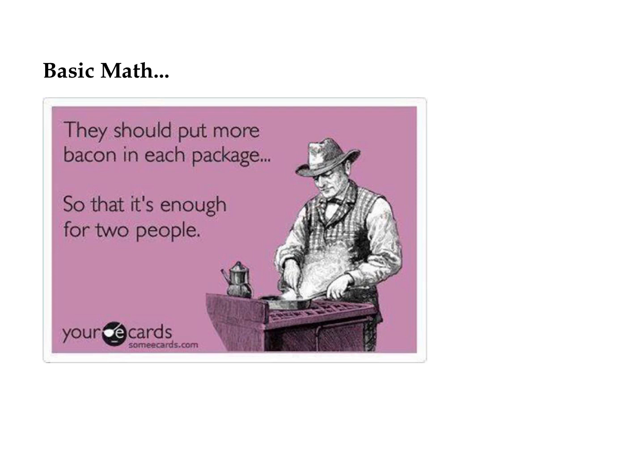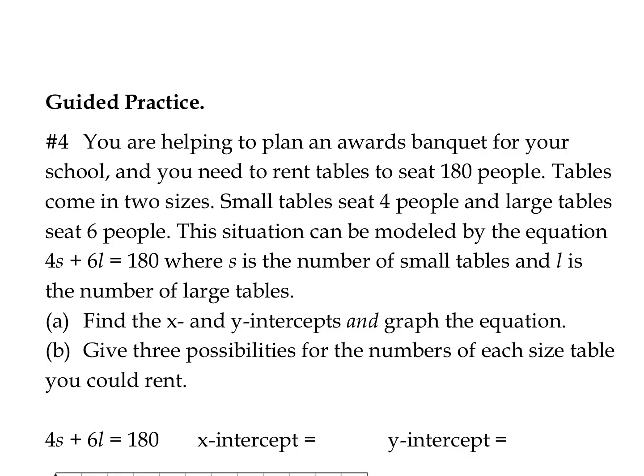All right, moving on. Let's do an application of some intercepts here. You're helping to plan an awards banquet for the school, and we need to seat 180 people who are going to be coming. We can have 2 different sizes of tables. Small tables seat 4 people. Large tables seat 6 people. So, 2 different size tables.